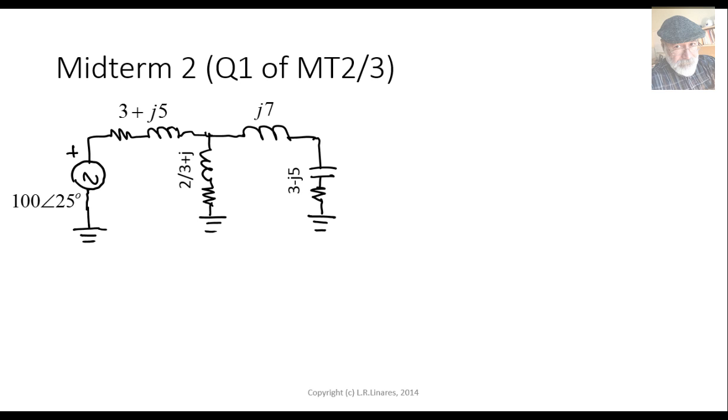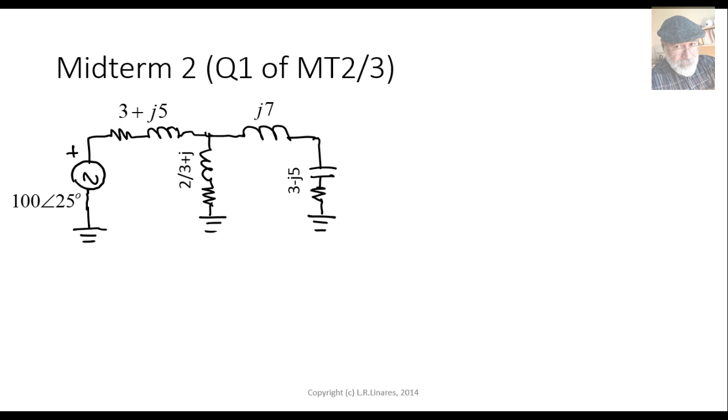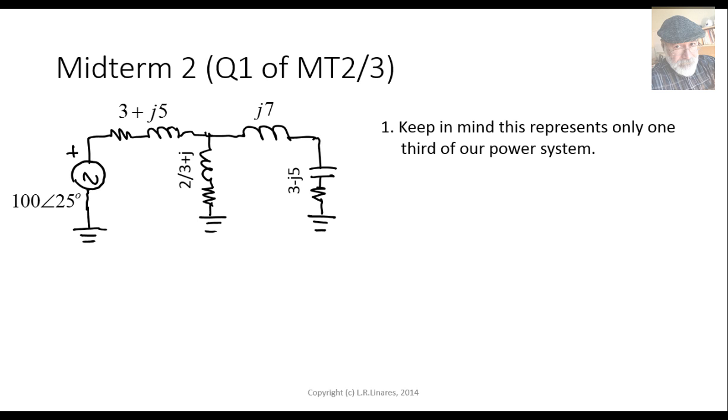Well, this is the way I'm going to do it. I will find the equivalent impedance seen by the source and then divide the RMS volts of the source squared by the conjugate of that equivalent impedance. And that is the power supplied by the source. Of course, I get to multiply that times 3. This is only 1/3 of my three-phase circuit. Keep in mind that this circuit represents only 1/3 of our power system.